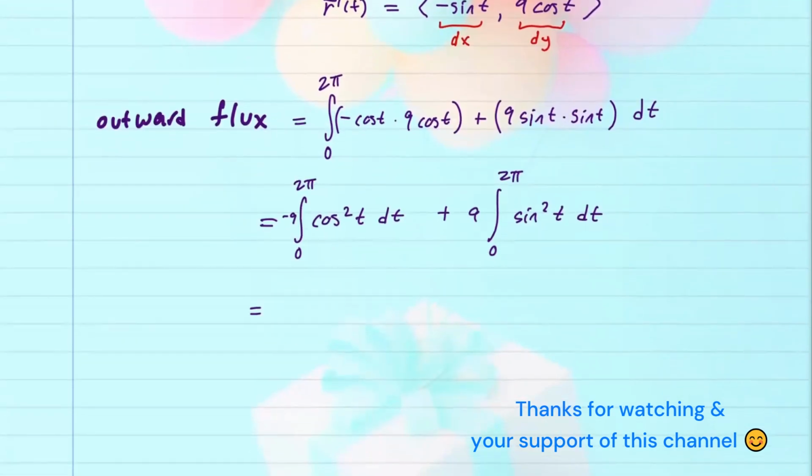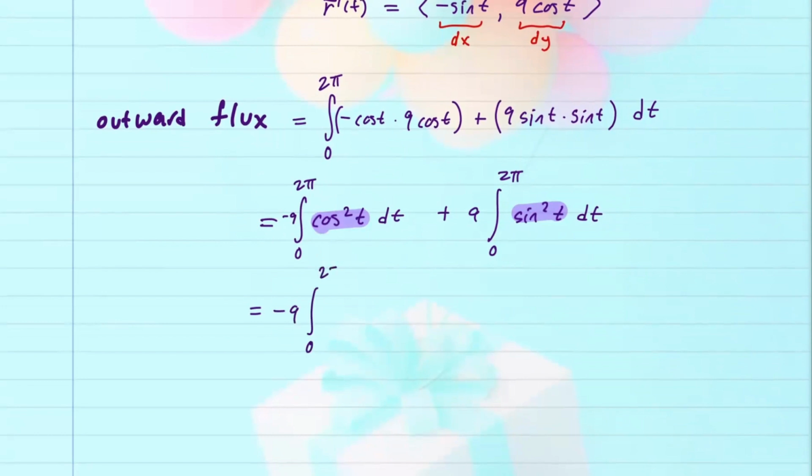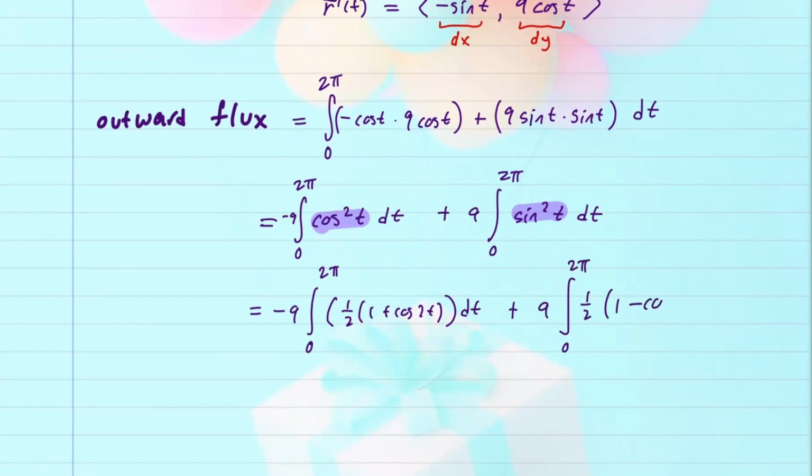All right, so I'm going to replace each of these with our identities. So we have negative 9, the integral from 0 to 2 pi, cosine squared of t, we're replacing that with 1/2 times (1 plus cosine of 2t) dt. Plus, we have 9, the integral from 0 to 2 pi, sine squared t, we're replacing it with 1/2 times (1 minus cosine of 2t) dt. So those are our identities to replace.